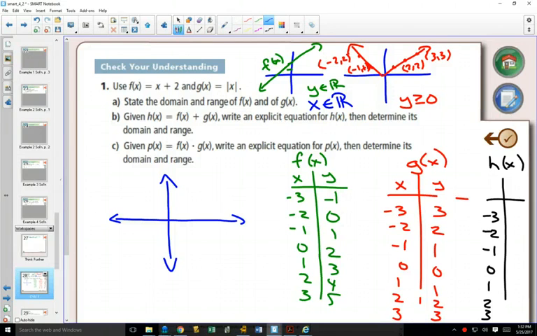And again, what happens when we add functions? We're adding our y values. So on h of x, if we want to figure out what our y value was when x is -3, we just have to add -1 plus 3, and we get 2. And we get 2, and we get 2, and we get 2. What do you think the next one's going to be? 2. No, it's 4. Sorry. Okay, so 6 and 8.